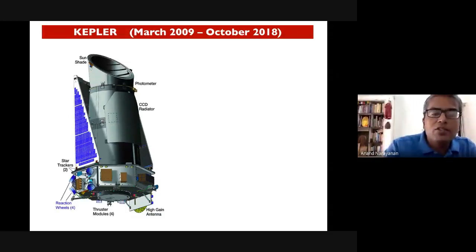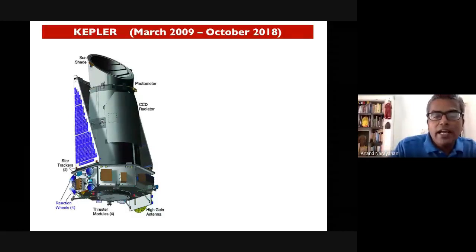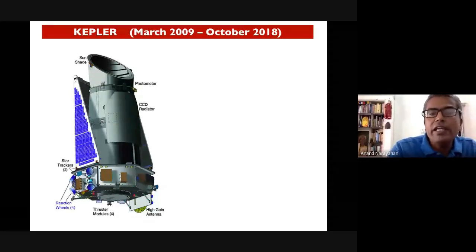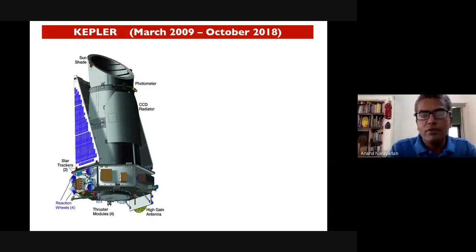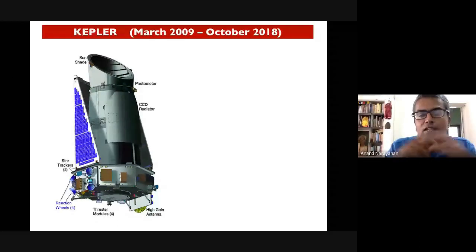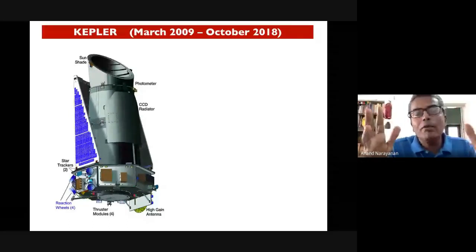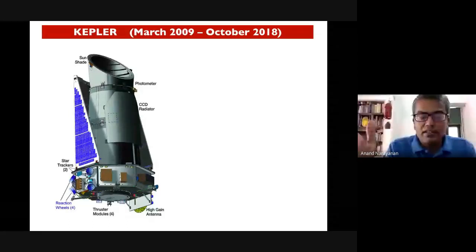Kepler Space Telescope was launched in 2009, and it orbited the Sun trailing the Earth in what is known as the Earth-trailing heliocentric orbit. And the mission officially ended in October 2018, so that's roughly 10 years of mission time. Kepler was a telescope that was built to exclusively find extrasolar planets using the transit method.